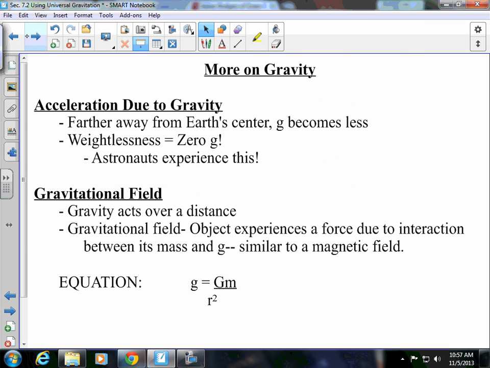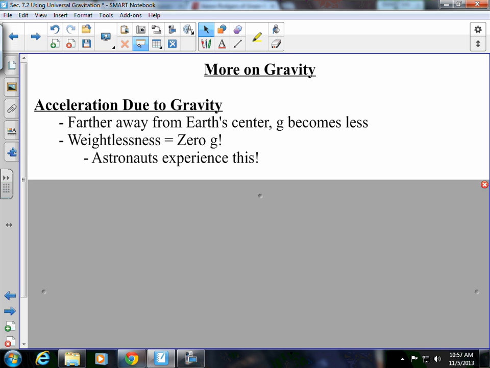Couple things to finish up here. More on gravity. Acceleration due to gravity, which would be little g. The farther away from Earth's center, the acceleration of gravity becomes less. When the acceleration of gravity becomes 0, you experience 0 g, or the feeling of weightlessness. This is kind of what astronauts feel.